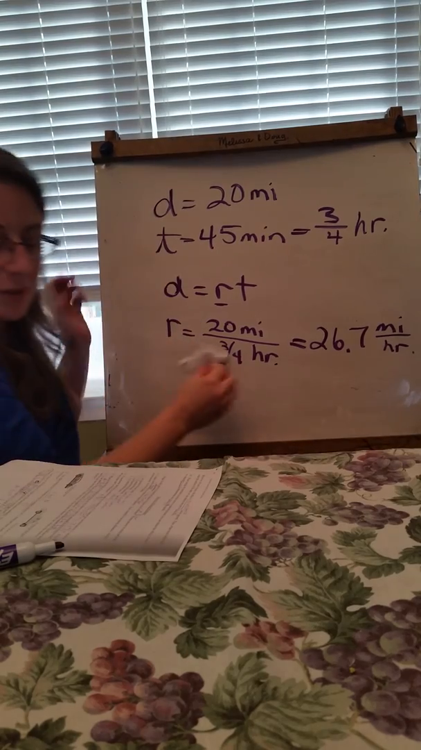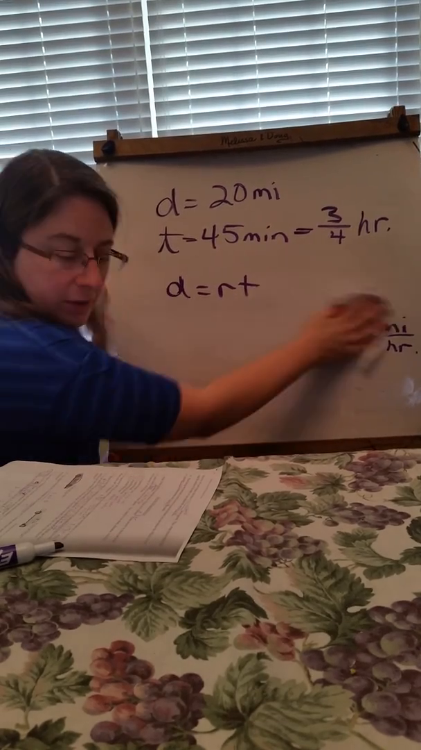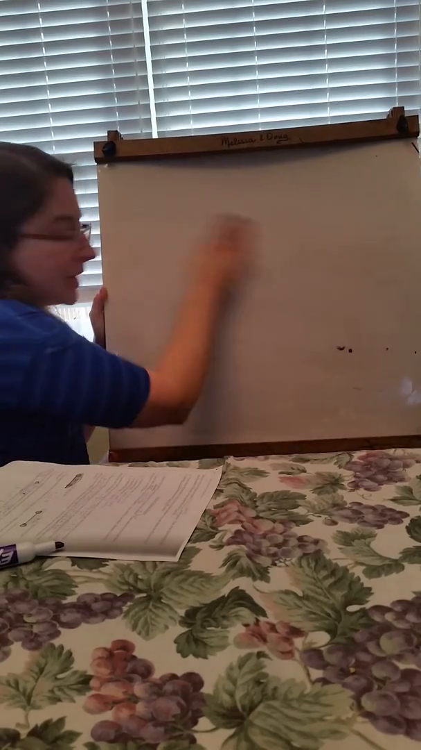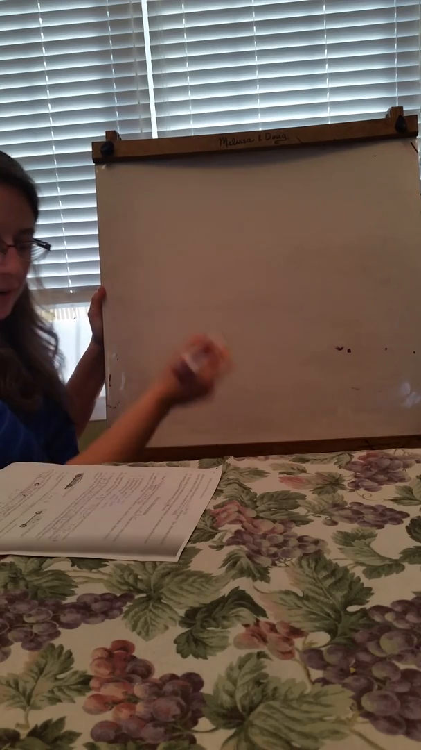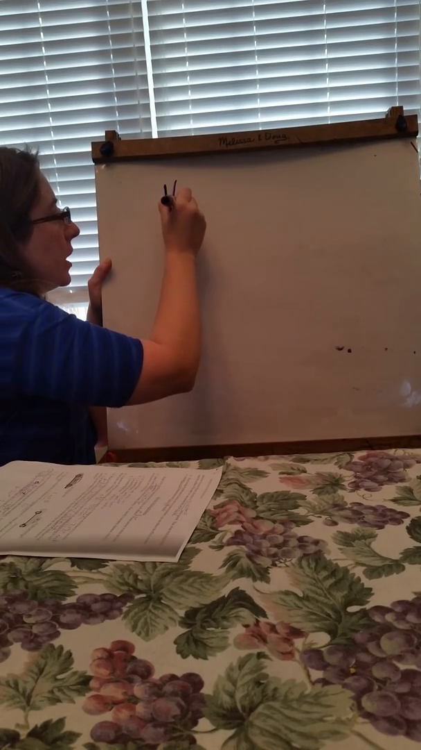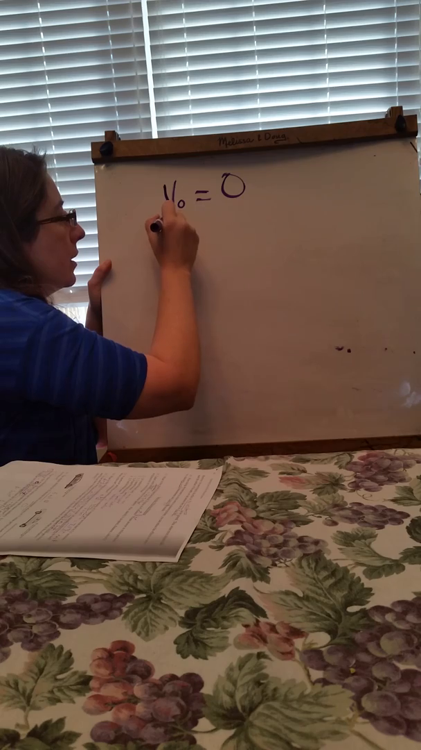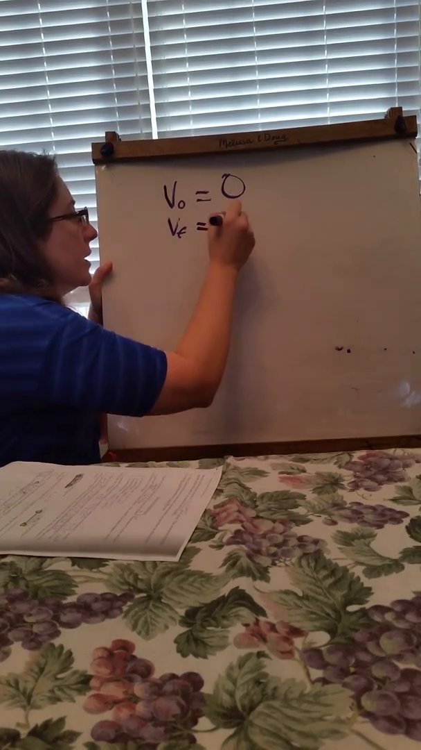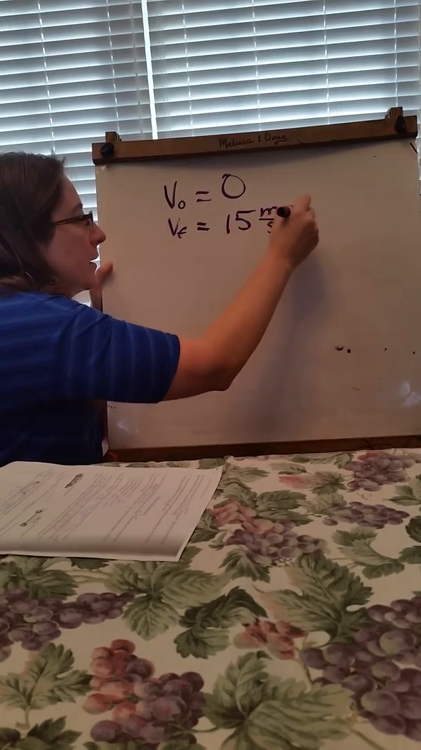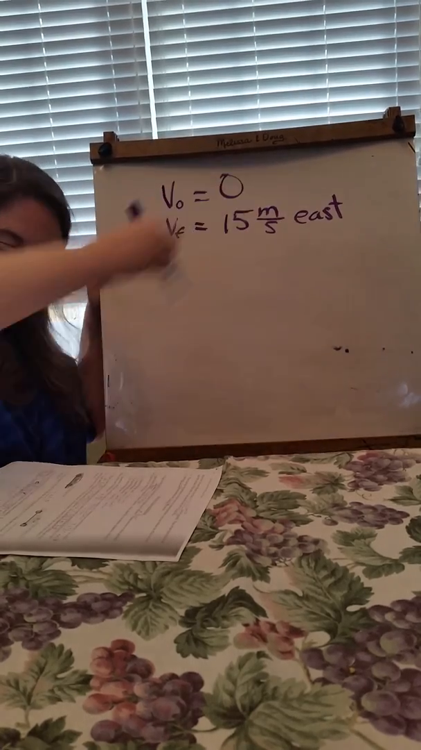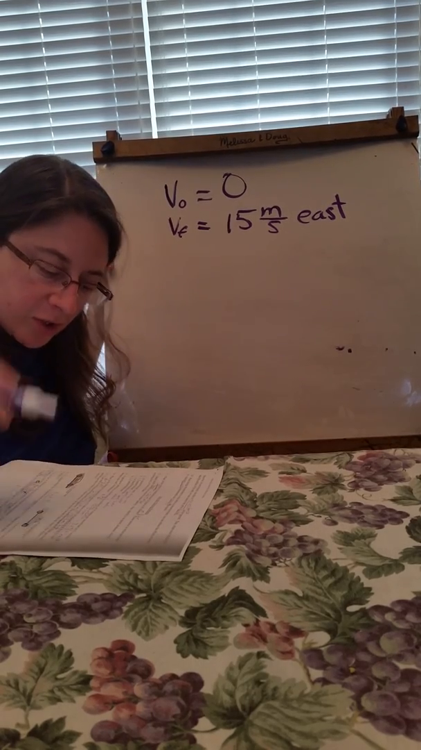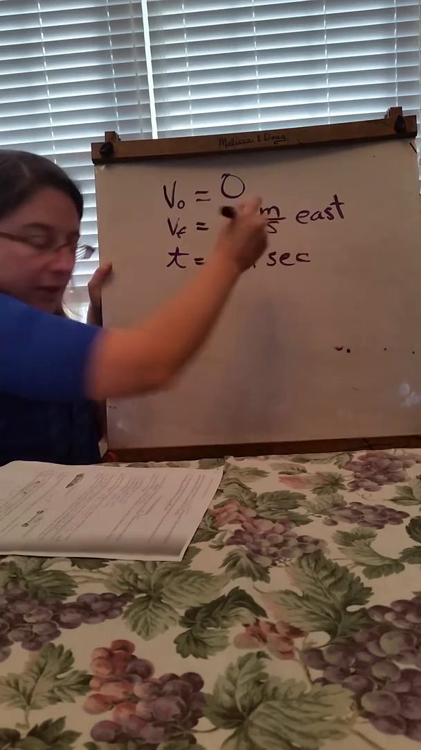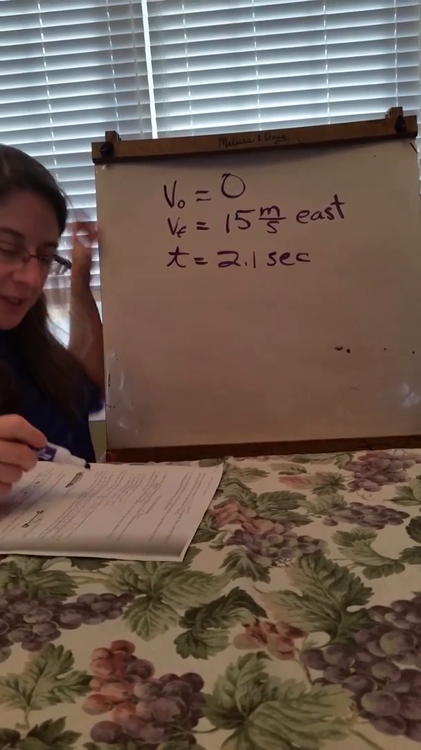Number 13, a sports car goes from velocity of 0 to a velocity of 15 meters per second east in 2.1 seconds. All right, so I like to start writing down initial velocity is 0, final velocity was 15 meters per second east. It took 2.1 seconds, time is 2.1 seconds. And it wants to know what's the car's acceleration.